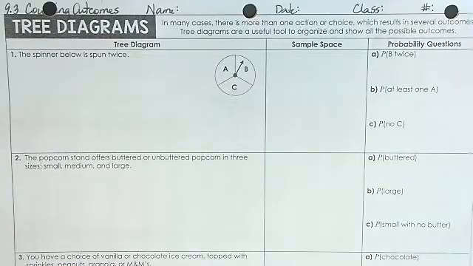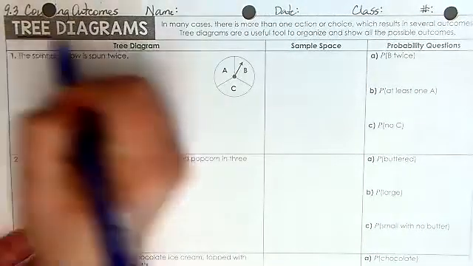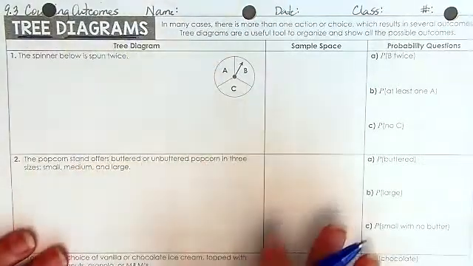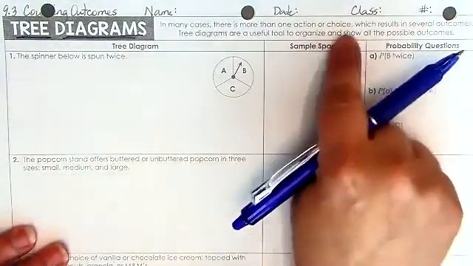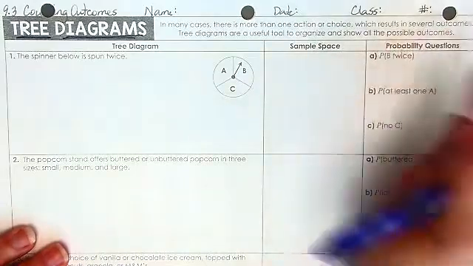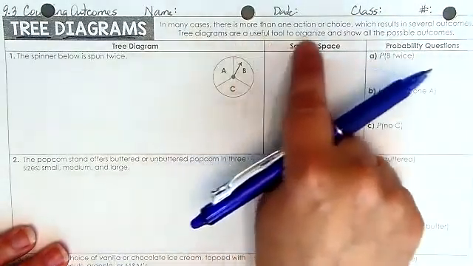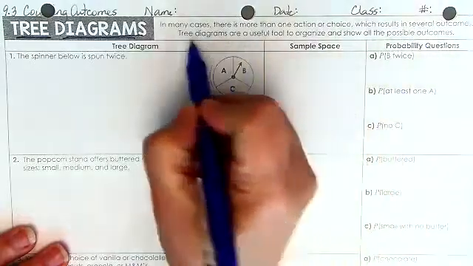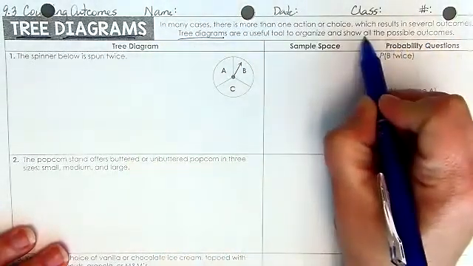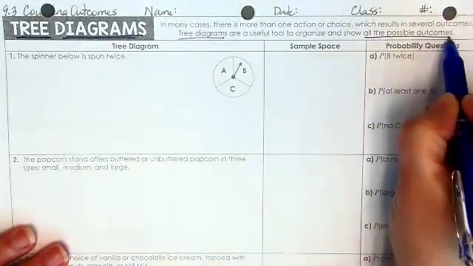Okay, today we're doing 9-3 counting outcomes, and counting outcomes is really using tree diagrams. In many cases, there is more than one action or choice, which results in several outcomes. Tree diagrams are a useful tool to organize and show all the possible outcomes. So a tree diagram can show us all possible outcomes.